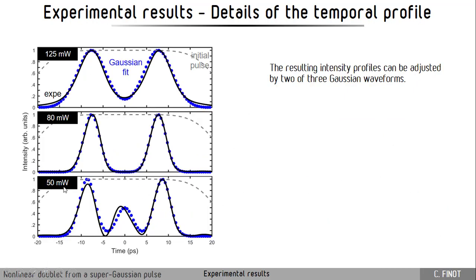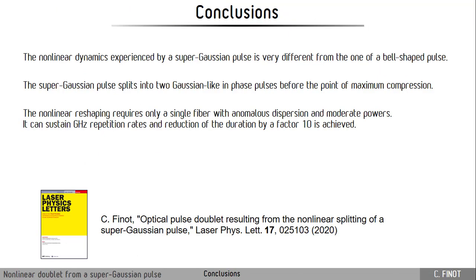And if we have a look at the intensity profile obtained for other levels of initial power, what we can see is that we can fit the output pulse shape by 3 or 2 Gaussian waveforms. It works quite well. Well, this is not a theoretical demonstration, just an experimental fit.